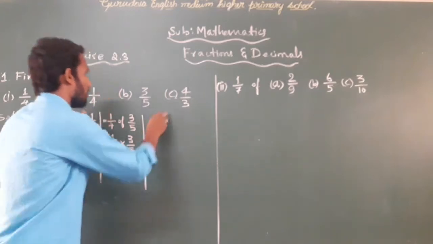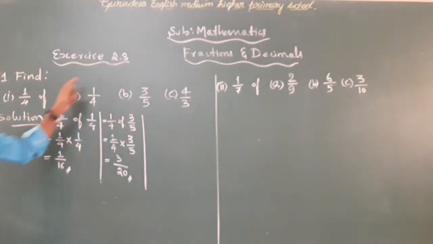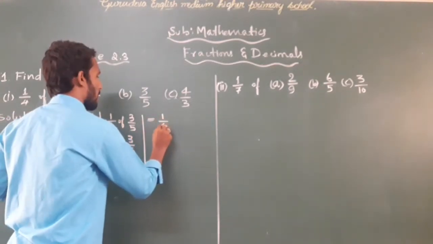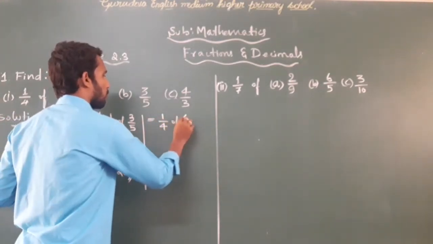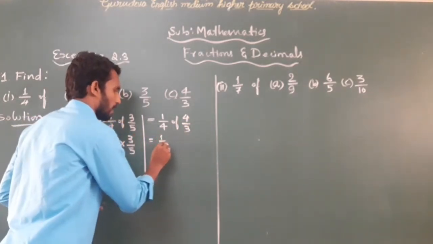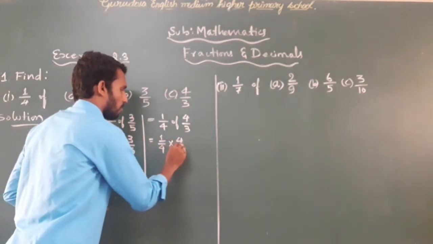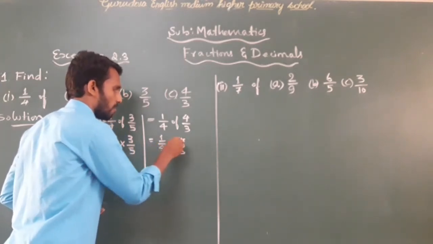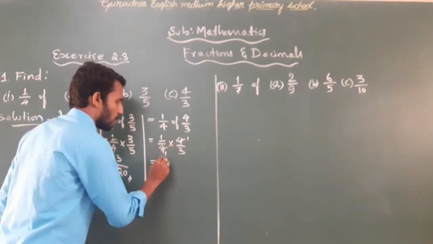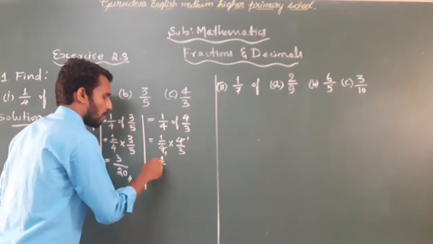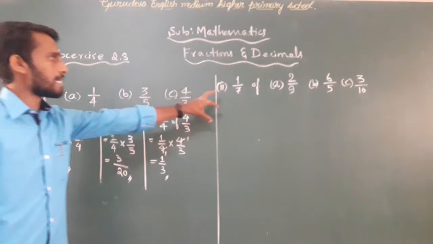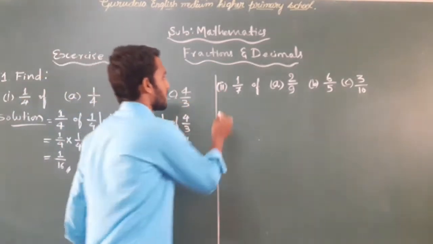Next, the third part of this question, 1 by 4 of 4 by 3. Here, "of" represents multiplication, 1 by 4 into 4 by 3. The 4s are on opposite sides, so we cancel them. We get 1 into 1 is 1, and 3 into 1 is 3. This is the solution. Next, the second question in this first main.